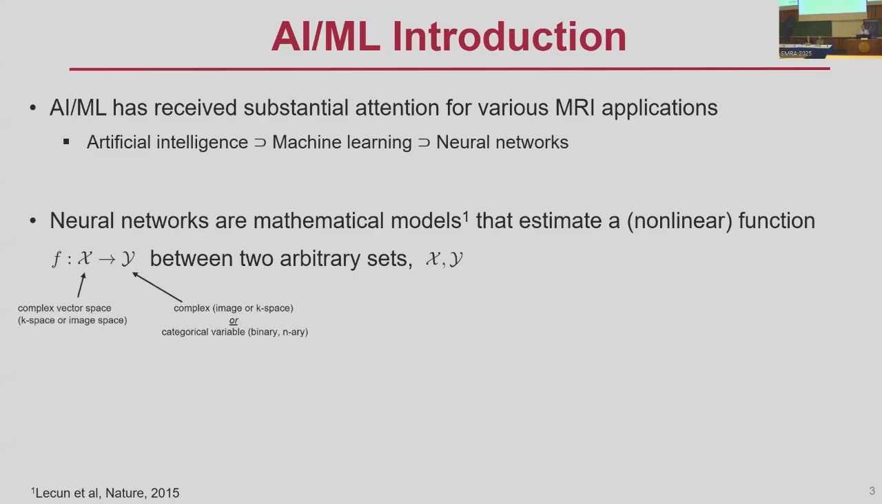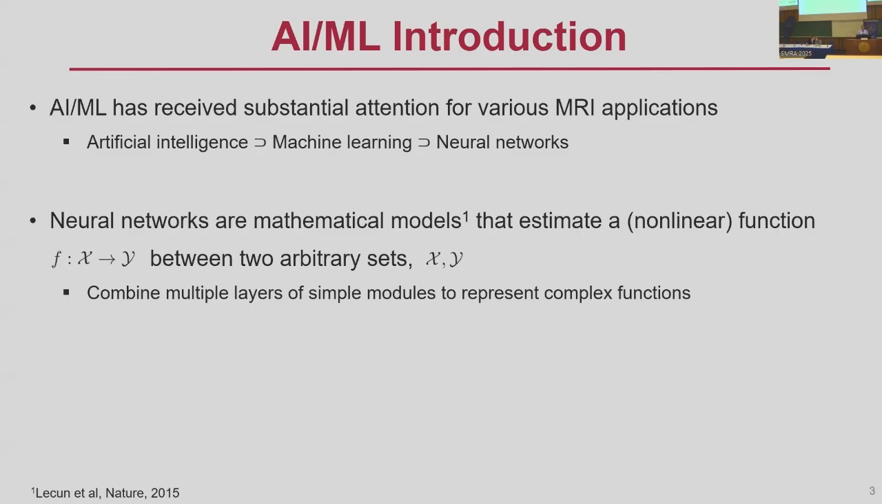So this is going to be a mapping from something, which is going to be a vector space. That's usually going to be either the k-space or the image space. And then you have an output that you want to learn, which could be a new image. That could be in the image space, or it could be some sort of segmentation mask. That could be a categorical variable that can only take values on a finite set. And then what they do in the deep learning setup is you combine multiple layers of simple modules, and then you can show that this is able to represent really complex functions.